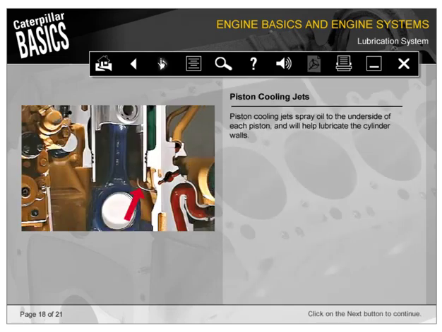Piston cooling jets spray oil to the underside of each piston and will help lubricate the cylinder walls.